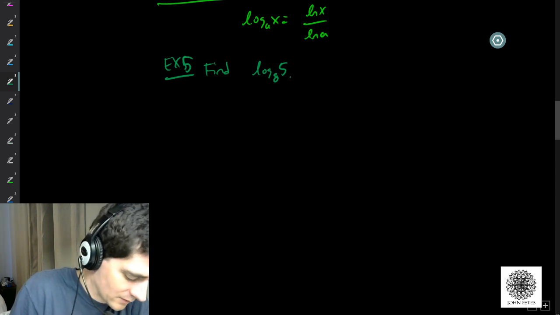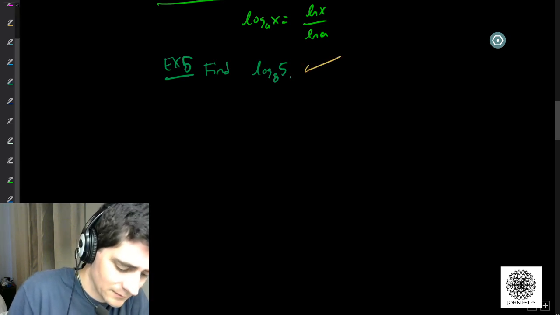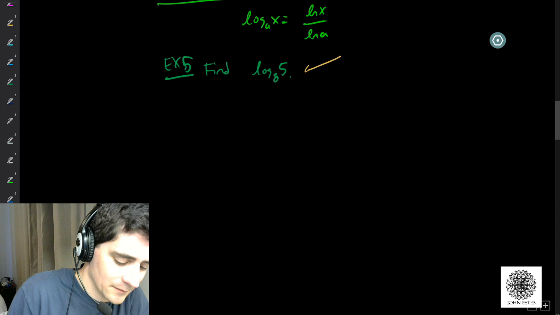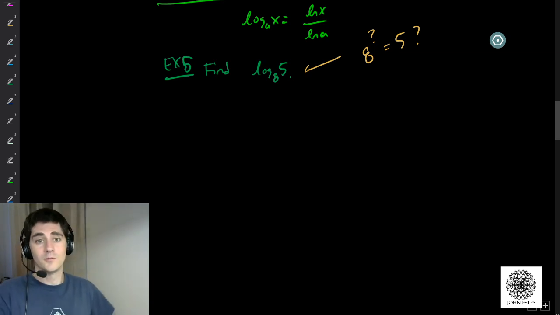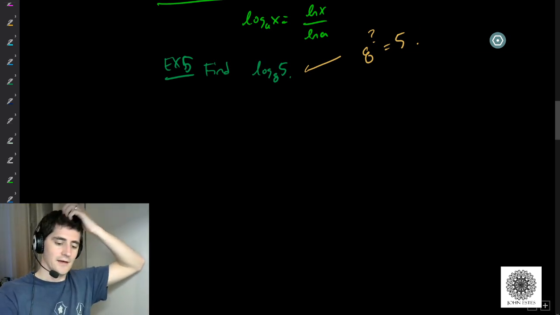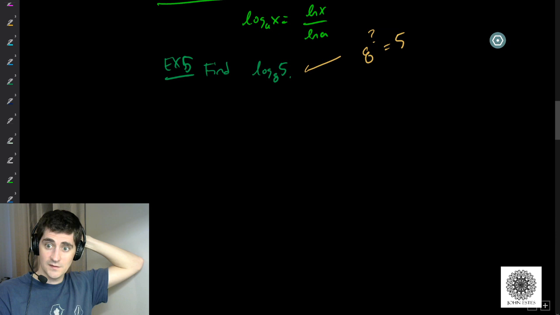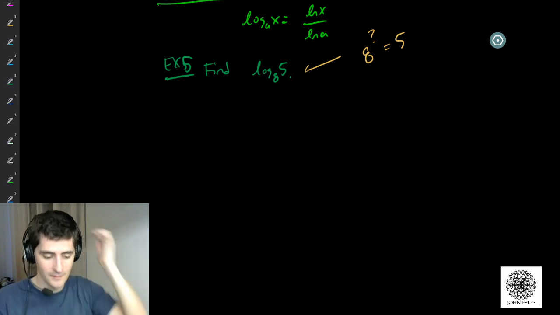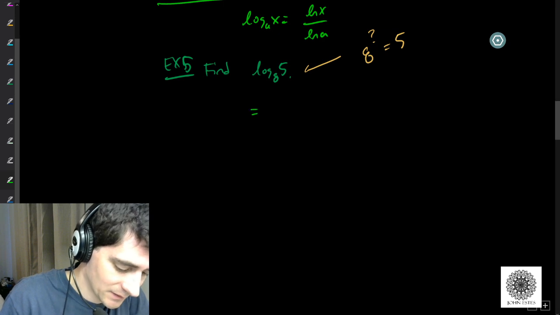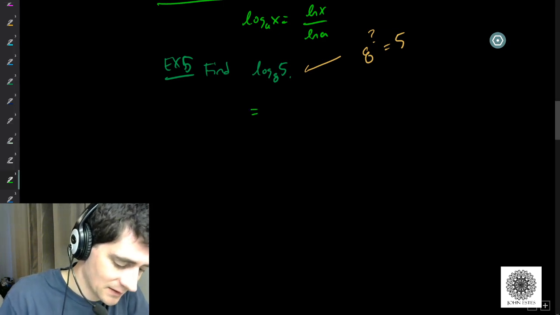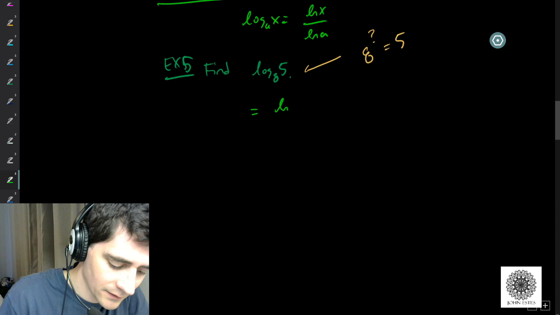Now, algebraically, we're asking here, remember the whirlwind, 8 to what power gives me 5? That is a tough question. I don't know. But with the change of base formula, it's not really even something I have to worry about, because log base 8 of 5 is going to be ln 5 over ln 8.